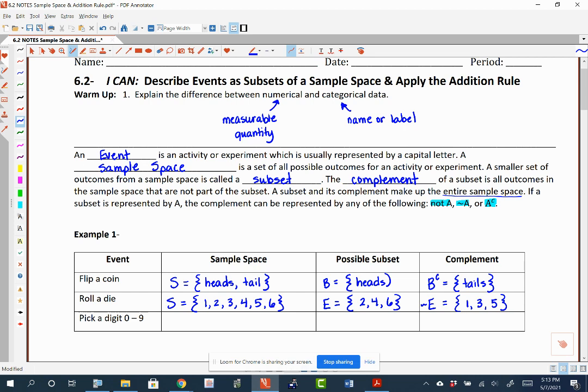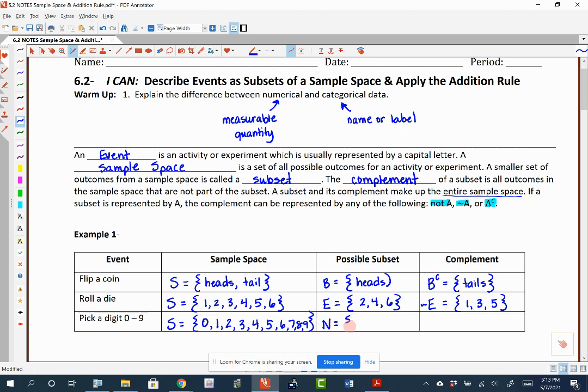My next event is to pick a digit from 0 to 9. So my sample space, my options here, I'm going to start with 0 and go all the way to 9. So here's my sample space that I can choose from. Now a possible subset.